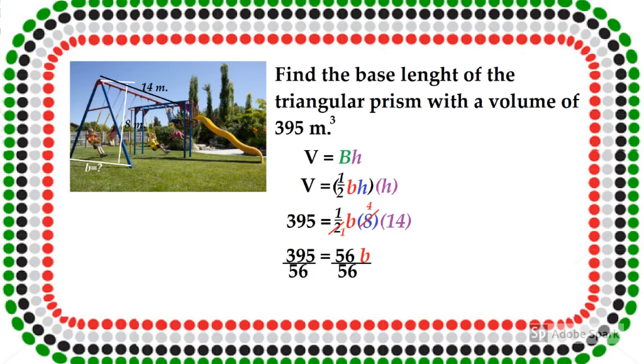We need to eliminate 56 on the right side. Therefore, we are going to divide both sides by 56. Now, we can cancel 56 on the right side. So, 395 divided by 56, it will give us 7.07 meter, which is the base length.